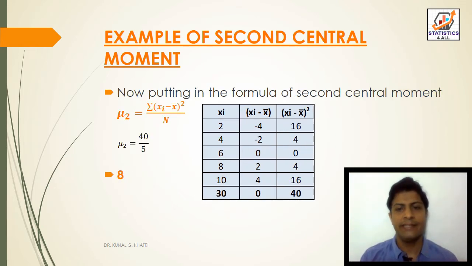After finding this value, we have to put it in the formula of second central moment, that is mu 2 is equal to sigma (xi minus x bar) whole square divided by n. So mu 2 is equal to 40 divided by the total number of observations, that is 5. So the value is 8. Mu 2 is equal to 8.